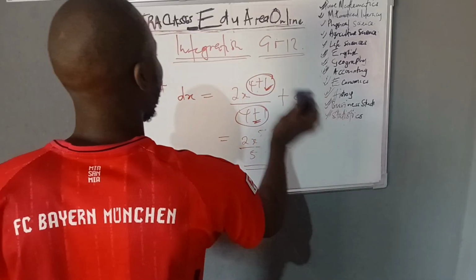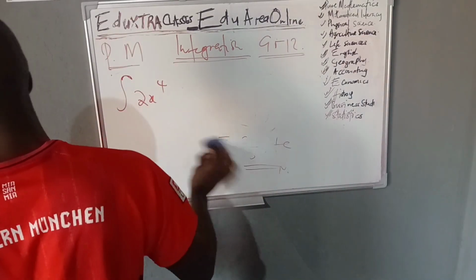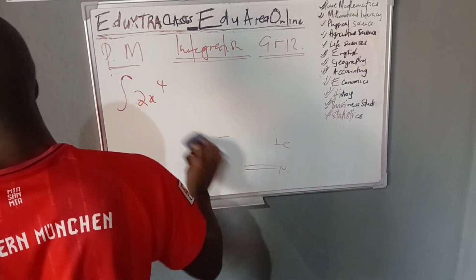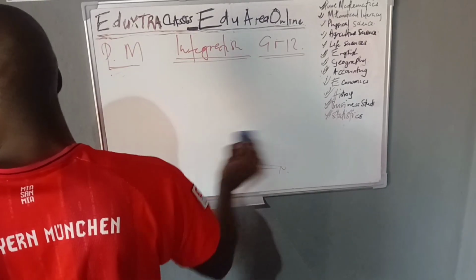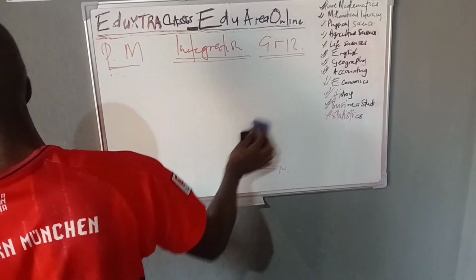Another example that we can use, let's talk about 2 over x to the power 3.